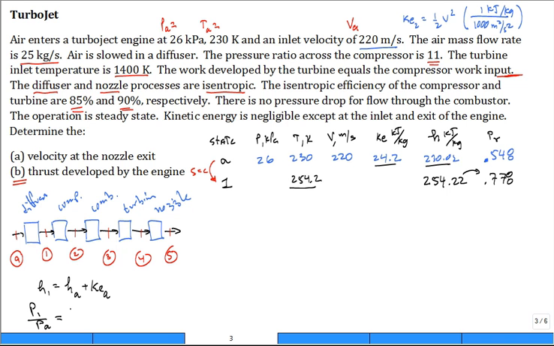Okay, so this is P sub R1 divided by P sub RA for isentropic compression. So it's 0.778 divided by 0.548. And so we calculate P1, it's PA of 26 kilopascal times that. So it picks it up to 36.9 kilopascal. So that's the pressure, 36.9 kilopascal at the beginning of the compressor.